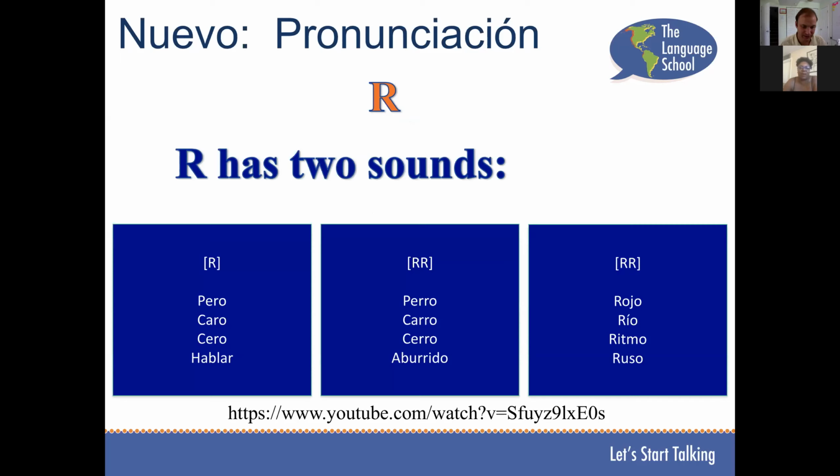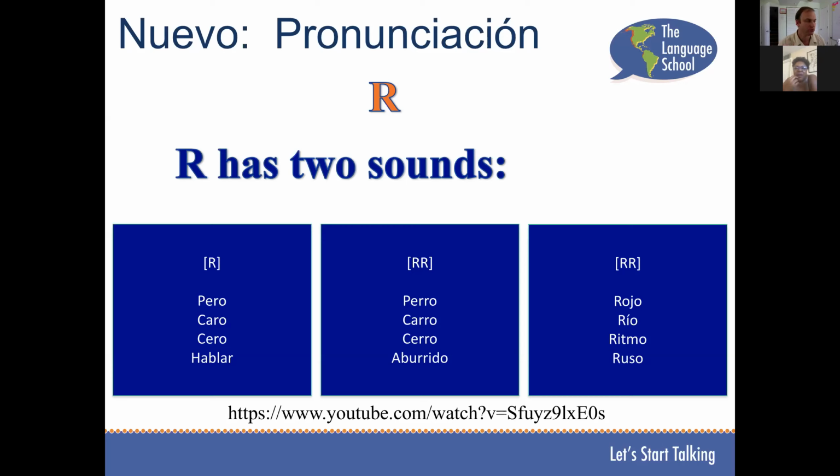Perro. Pero. Caro. Caro. Cero. Cero. Hablar. Hablar. So R has 2 different sounds that it can produce. I don't know why I did it in that order, but the one on the left produces a very subtle, almost like very subtle D-like sound. If there are 2 R's, it will produce the rolling R sound. Yes, yes, yes. Now let's look at the third column. If it's the first letter of a word, it will also produce the rolling sound.